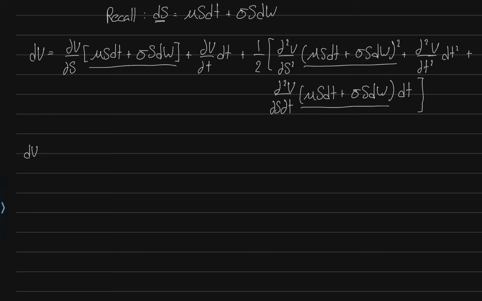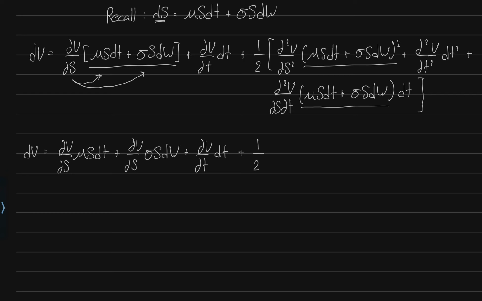So we have dV is going to be equal to, we have a plus sign there, so we can expand this out: dV/dS μS dt plus dV/dS σS dW plus dV/dt dt. Cool, so that's our first term. Essentially, I just expanded this out to both of these, which is all well and good. And then let's work on our second term a little bit.